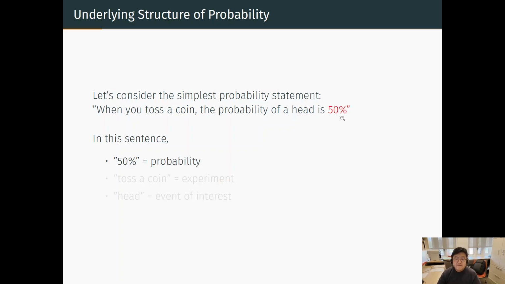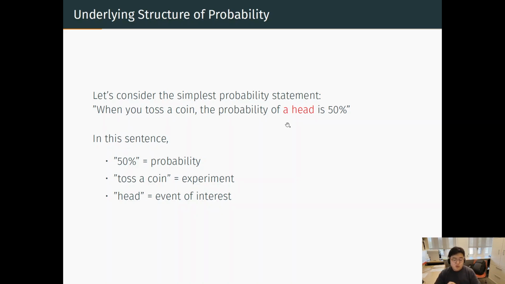First, we have 50%. This is the probability, of course, but to describe this probability, you have to describe where it is from. That is this experiment, right? The 50% is based on a coin toss. If you toss a dice, the probability will be different. So you have to define the experiment that generates the randomness. And also heads: we attach this probability to heads, right?